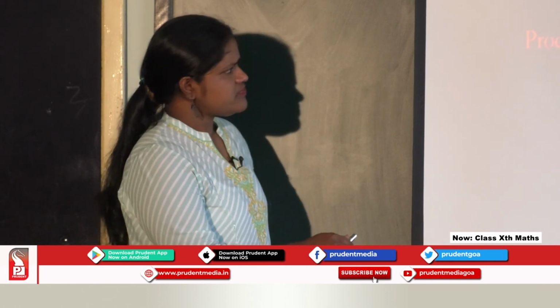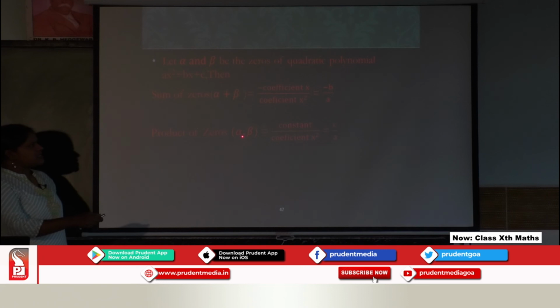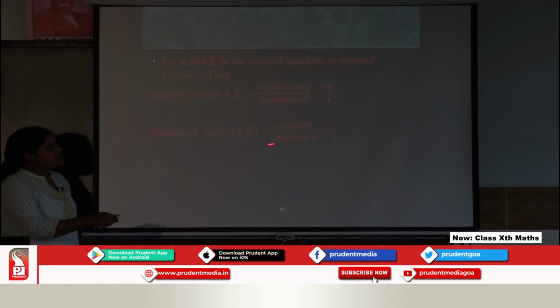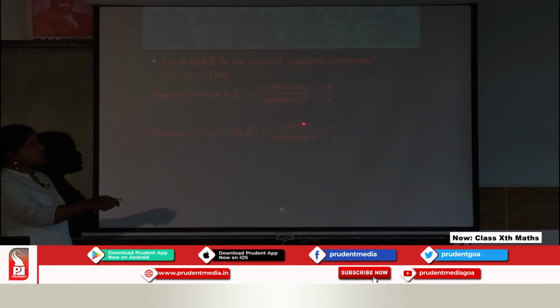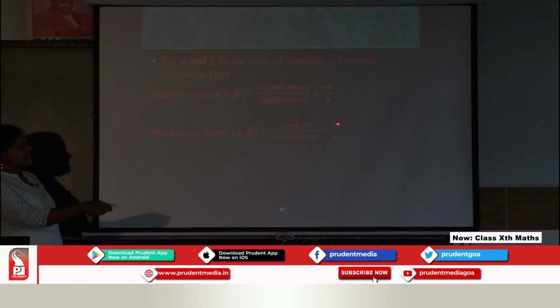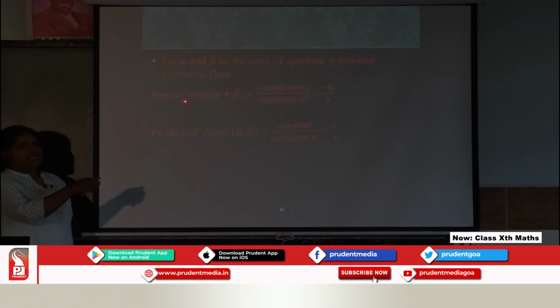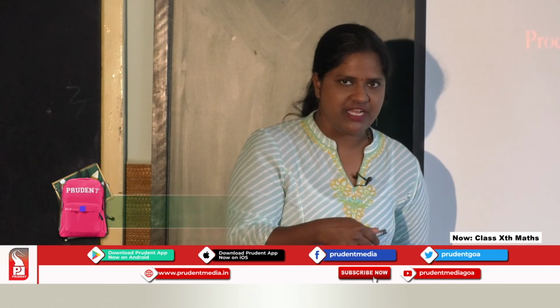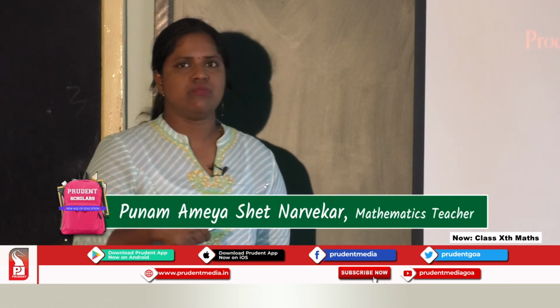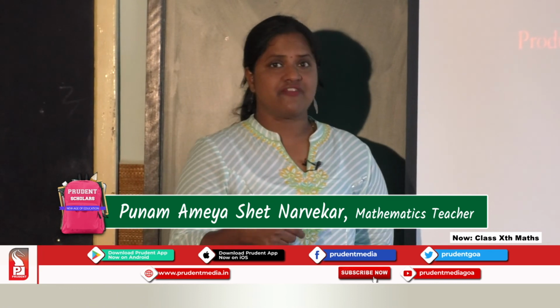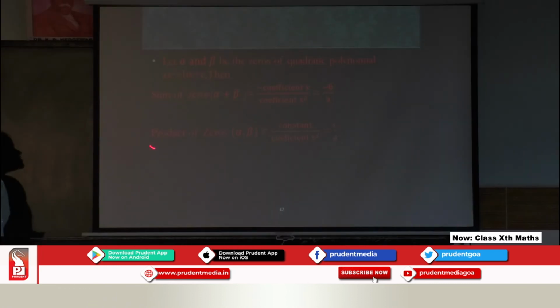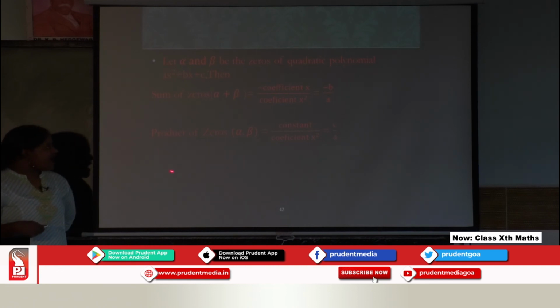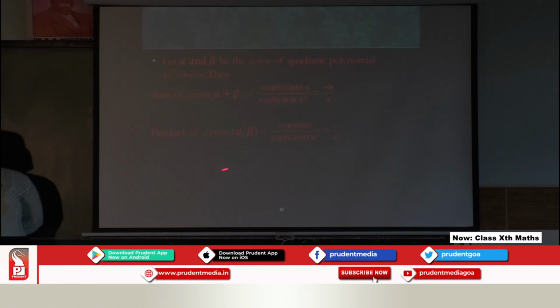Product of 0 is alpha multiplied by beta. For this the formula is constant upon coefficient of x square. Constant is c and coefficient of x square is a. So, we have c upon a. So, students, this part is very important. It can be asked in objective questions or it can even be asked as a 2 marks question. Different questions can be framed using these 2 formulas. So, sum of 0 is minus b upon a and product of 0 is c upon a.